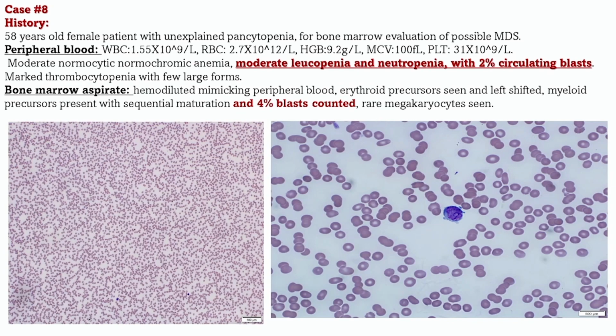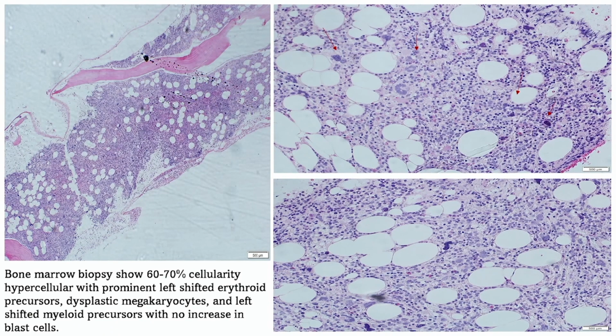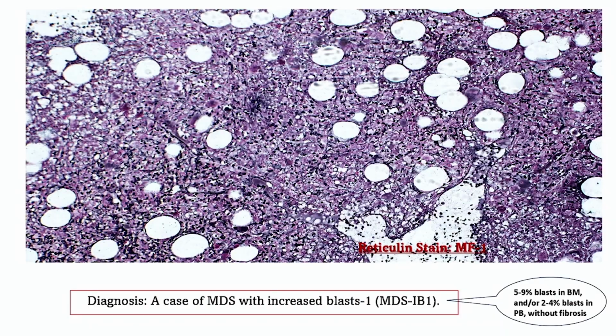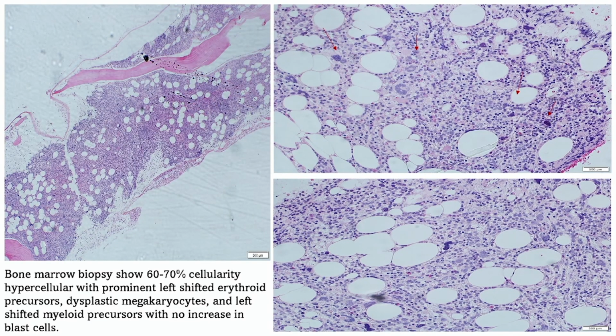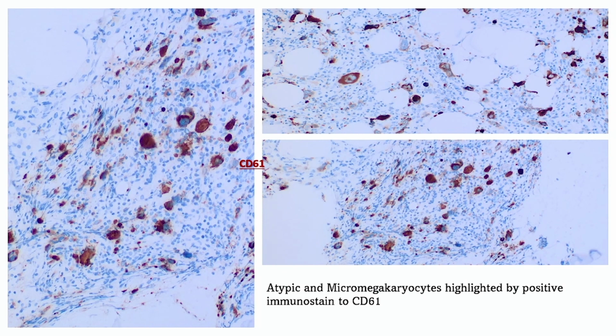Hemodiluted aspirate with only 4% blast. This is the blast cells. When we do the bone marrow biopsy, it shows, as you can see here, a lot of clustering of the megakaryocytes, and there are atypical megakaryocytes. The CD34 is not increased, it's almost 5%. And the megakaryocytes here were positive for CD61.